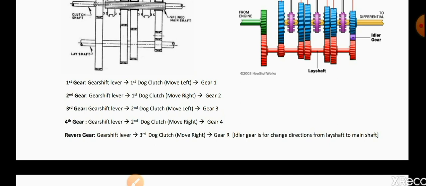I hope you understand the concept of the sliding mesh gearbox. In the next lecture, we will discuss the synchro mesh gearbox.